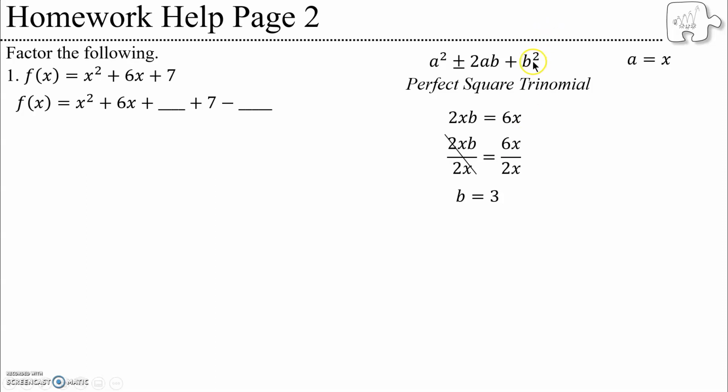But we also want to find out what b squared is, right? If b is 3, then b squared is 3 squared, right? 3 times 3 is 9. So what we're going to do here, right, is we add 9 and we subtract 9. Because now we know this part is going to be, right, we know it's in this form, right? So we know our a is x, our b is 3. So this is going to be x plus 3 squared.